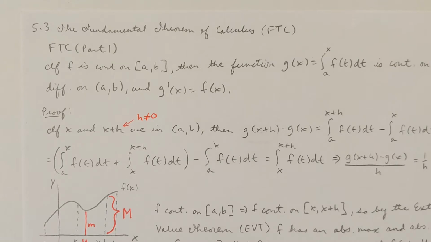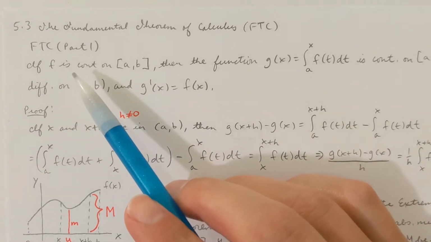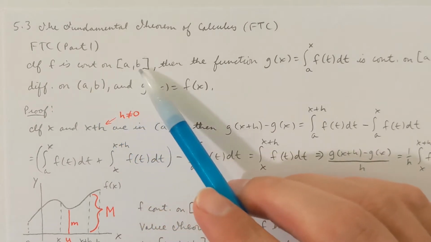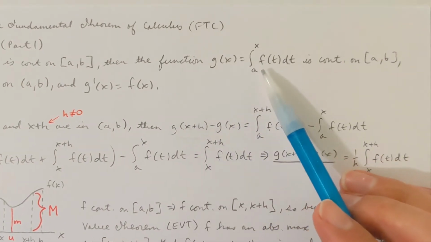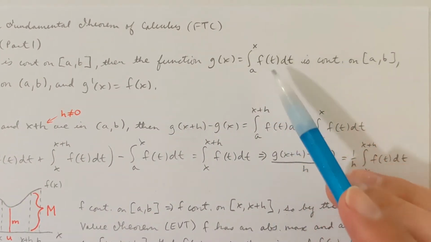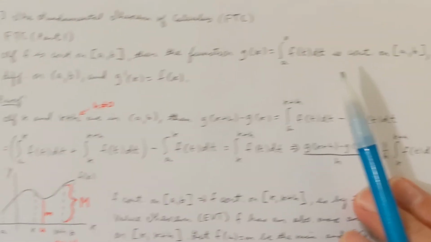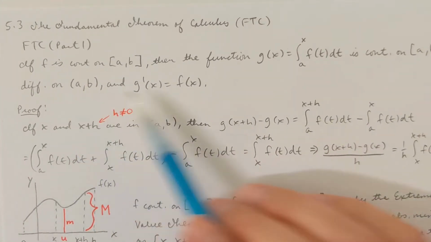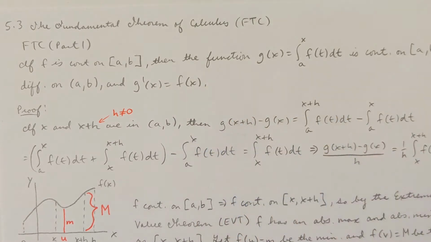There's also a part 1 and a part 2 of this, okay? Both parts are very important. So let's talk about part 1 here. It says that if f is a function and it's continuous on a closed interval a,b, then the function g of x, which is the definite integral going from a to x of f of t dt, is continuous on the closed interval ab, differentiable on the open interval ab, and g prime of x is f of x.